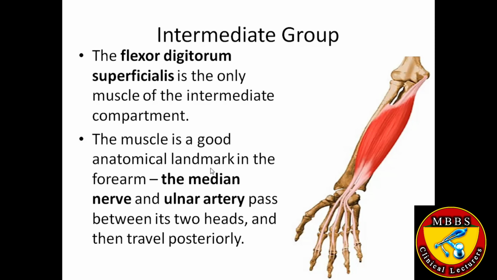The intermediate group contains only one muscle, called the flexor digitorum superficialis. This is a thick muscle and it arises from different sources, bulky in the middle of the forearm, while as it reaches the distal part of the forearm it is divided into 4 tendons. The importance of this muscle is that it is an important anatomical landmark regarding the median nerve and the ulnar artery, which pass between its two heads and then travel posteriorly.